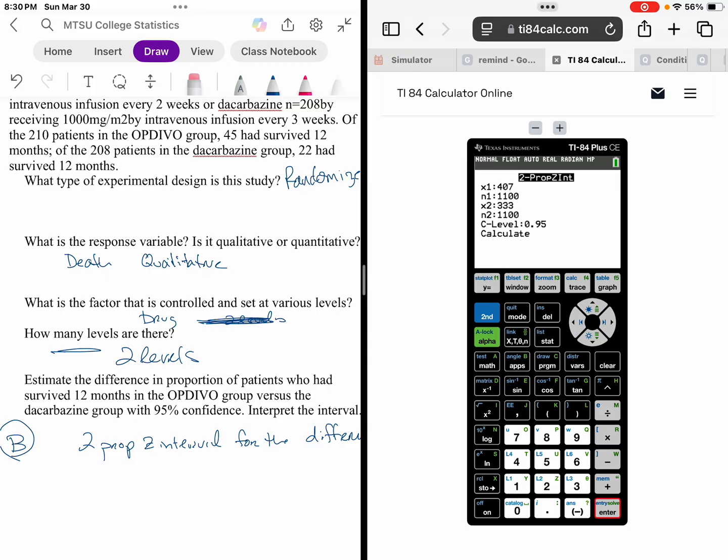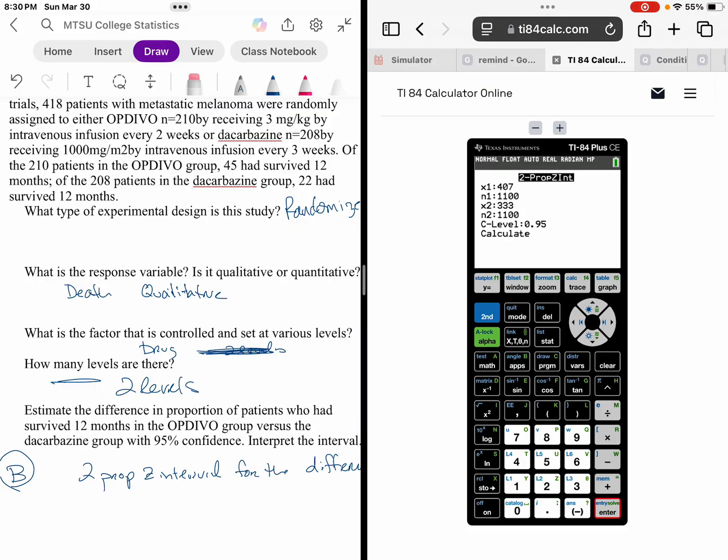And then we just got to type in our information. They told us that 45 of the 210, and of the other one, 22 out of the 208. And then we did a 95% confidence interval, hit calculate. So our interval is 0.0304 and then 0.17799.